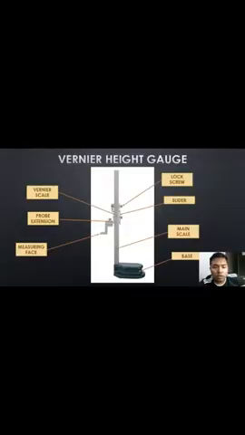Okay, for now I will explain how to use the height gauge. First, we need to clean the working platform and the measuring jaw of the height gauge. Second, loosen the locking screw of the height gauge. Third, move the slider to check if the LCD display and all the buttons work perfectly.